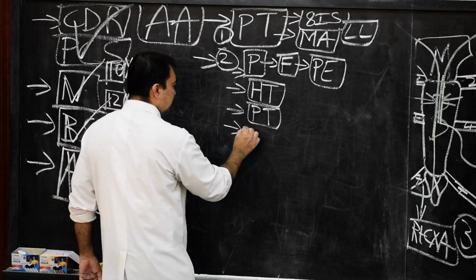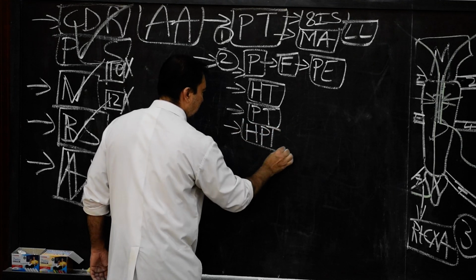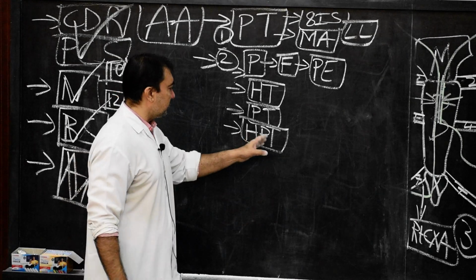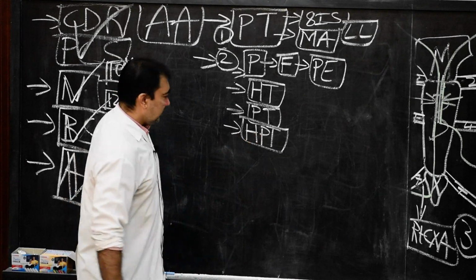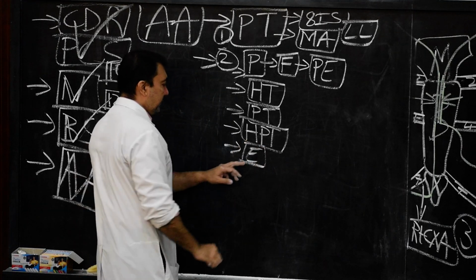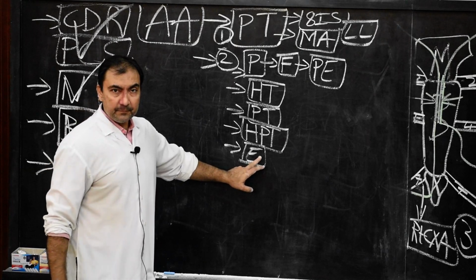And then if you consider hydropneumothorax, it is collection of fluid and air simultaneously within the pleural cavity. And then finally, empyema. What is empyema? Empyema means collection of pus within the pleural cavity.